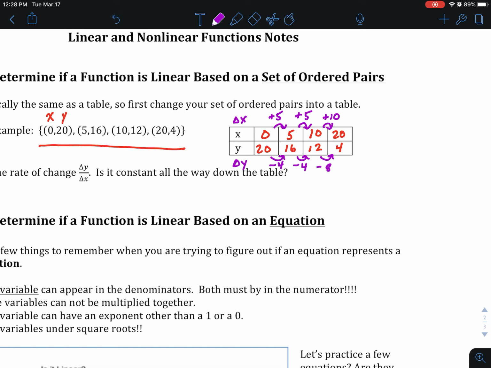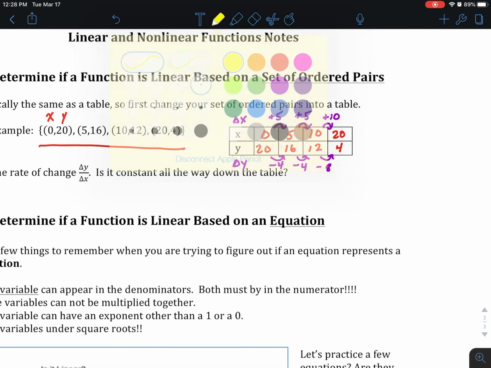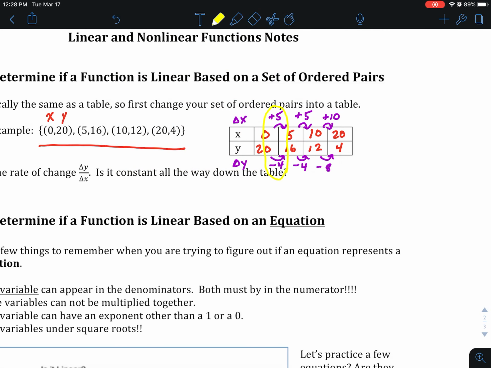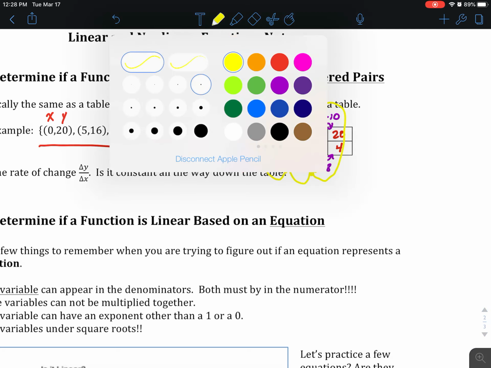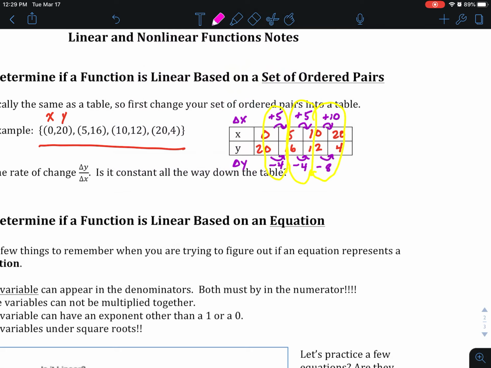All right, so what we need to do now is turn our delta x's and delta y's into a fraction. Remember the fraction delta y over delta x. So let's take a look. The first fraction would be negative 4 over positive 5. The second one, that's this one, would be negative 4 over positive 5. Remember, delta y always goes on the top. And on the last one, we have negative 8 over positive 10.